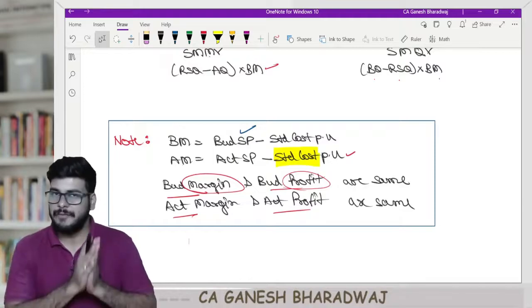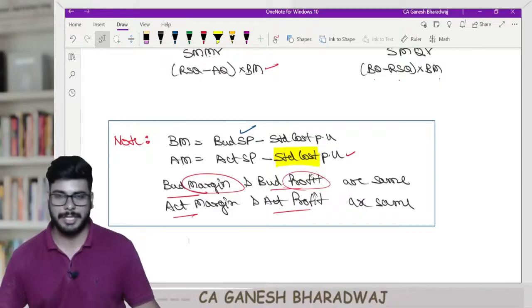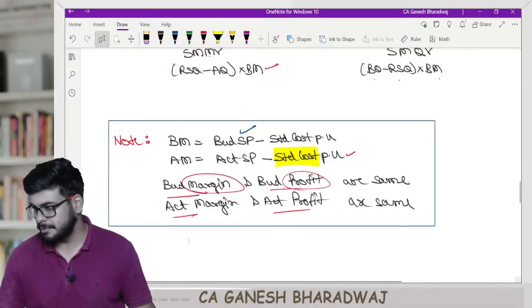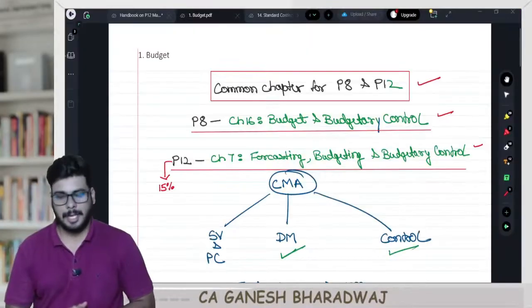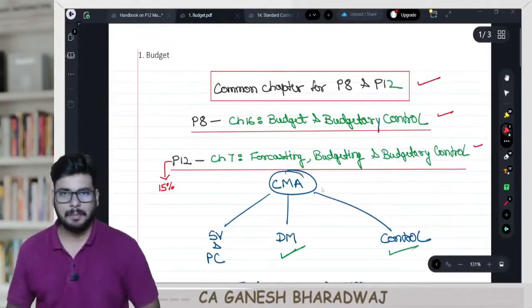So with this, we have completed this beautiful chapter called standard costing. Now, let's get started with the revision of the next chapter, budgeting.